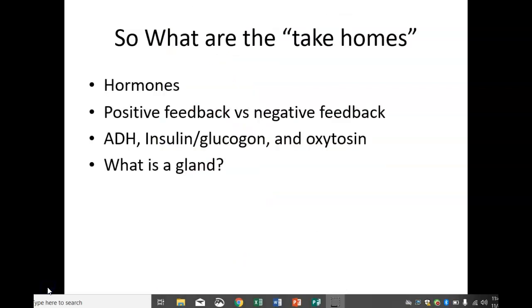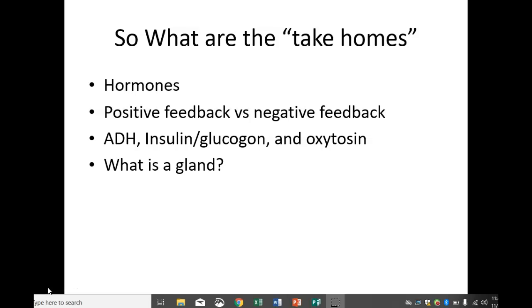So what are the take-homes? Hormones are signaling molecules that move throughout your body. Although cells might have the same receptors, they might have different jobs, so you might get different responses even with the same surface receptors on the cell. Sometimes the receptors are different, and so you have the same hormone, but you have different receptors on different cells that are also going to do different jobs.